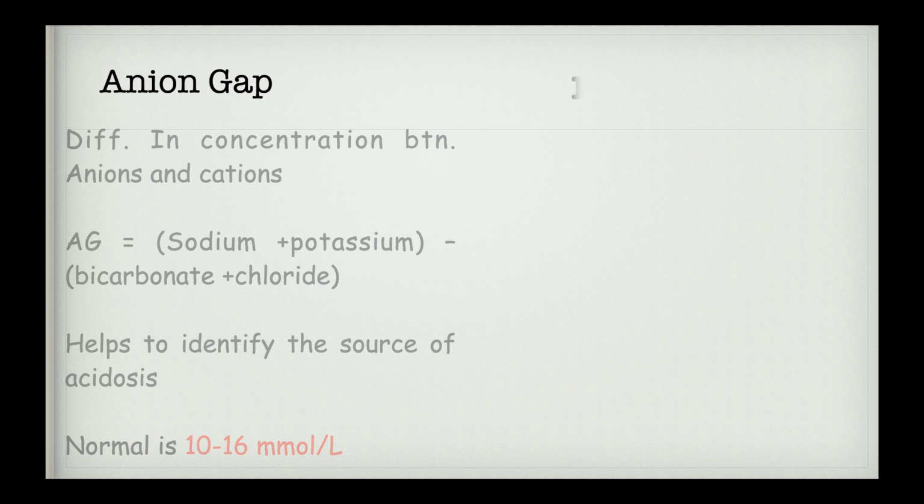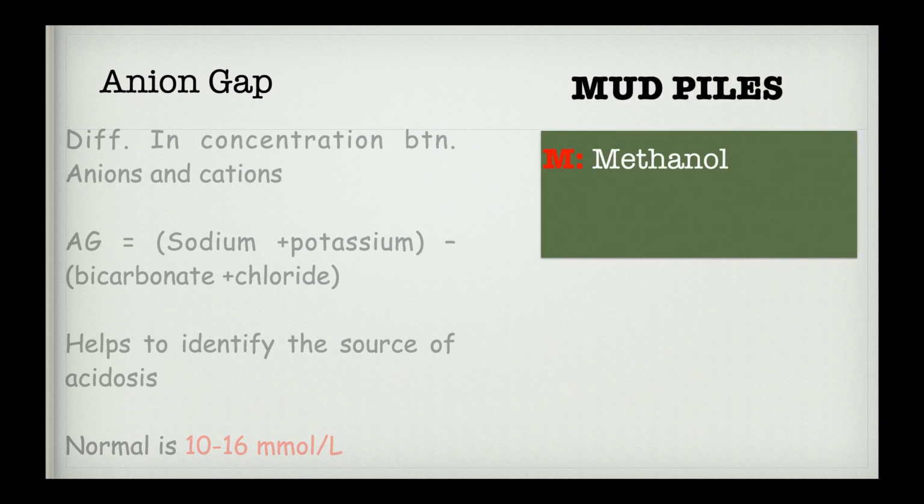Now, the next important thing that we need to know are some of the causes of metabolic acidosis with abnormal anion gap.